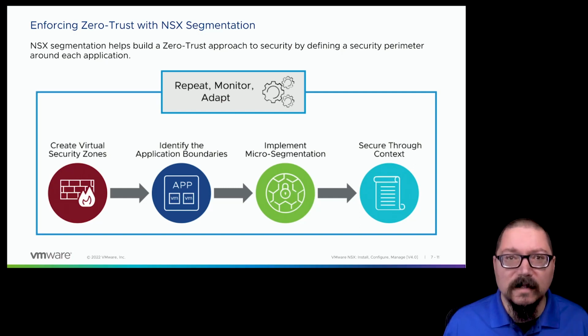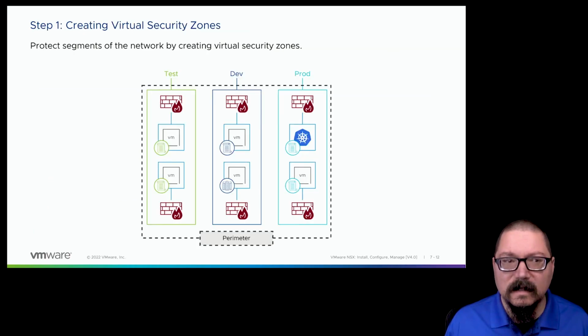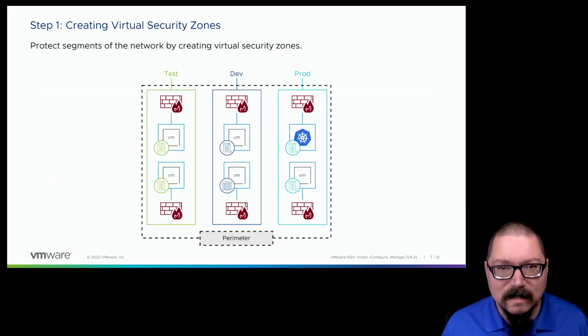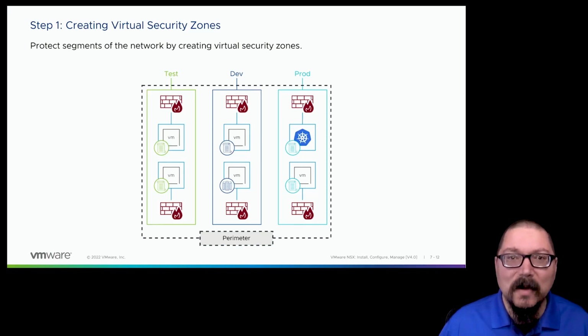Now, it looks like a really, really easy process, doesn't it? A 4-step process. We're showing it off right here. We create our zones, we identify our boundaries, we implement microsegmentation, and then we do further security through context. Except, is it that easy? Is it really that easy? No, it's not. The process is simple, but it's not easy. So our virtual security zones, that might be relatively simple.